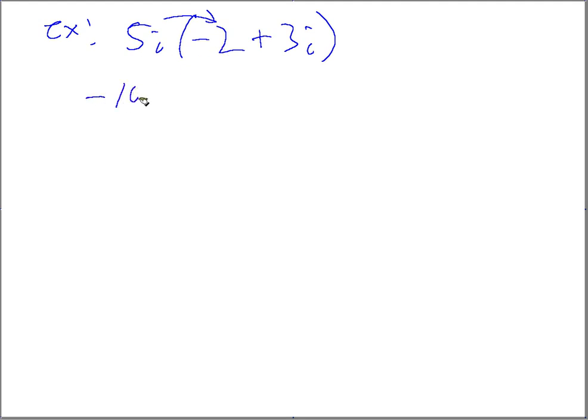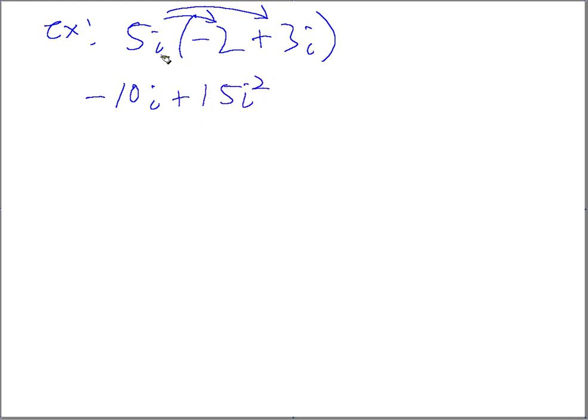Let me clear out the screen. Let's take a look at something like 5i times the complex number negative 2 plus 3i. Alright? So that means what? As you might imagine, we need to distribute the 5i. So 5i times negative 2 is negative 10i. What's 5i times 3i? Excuse me, 15i squared.